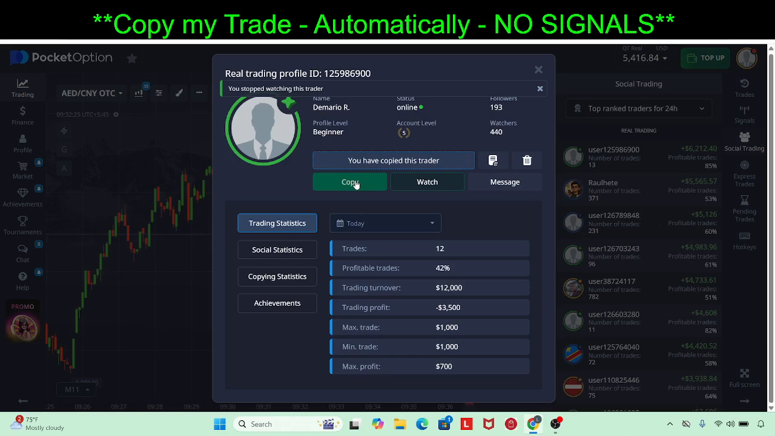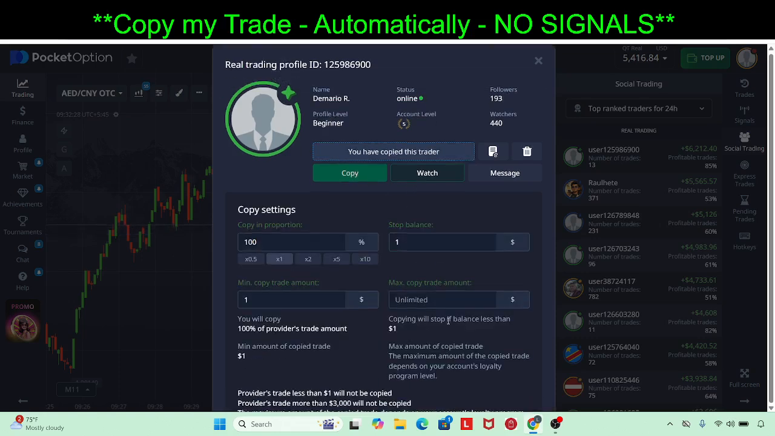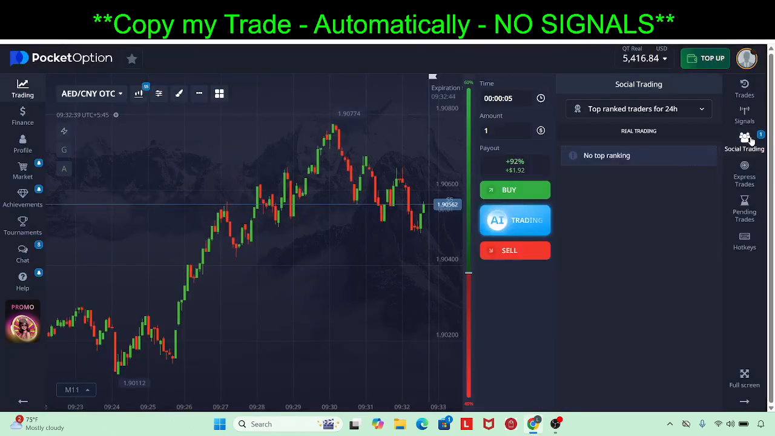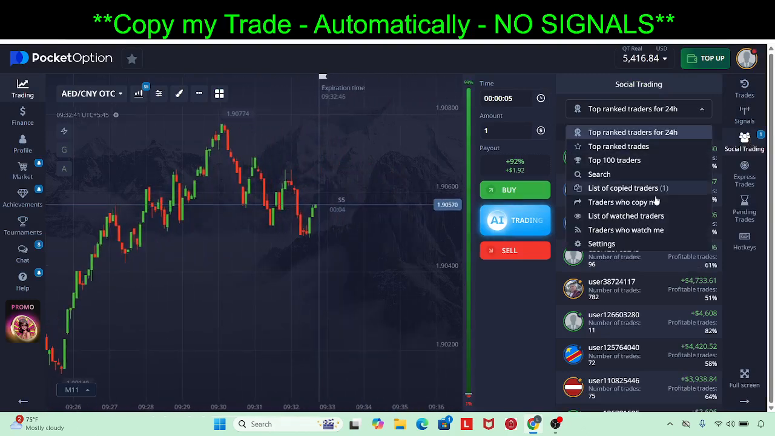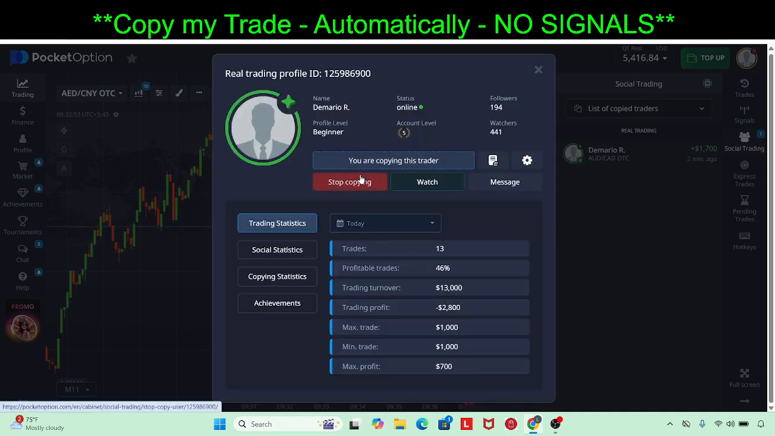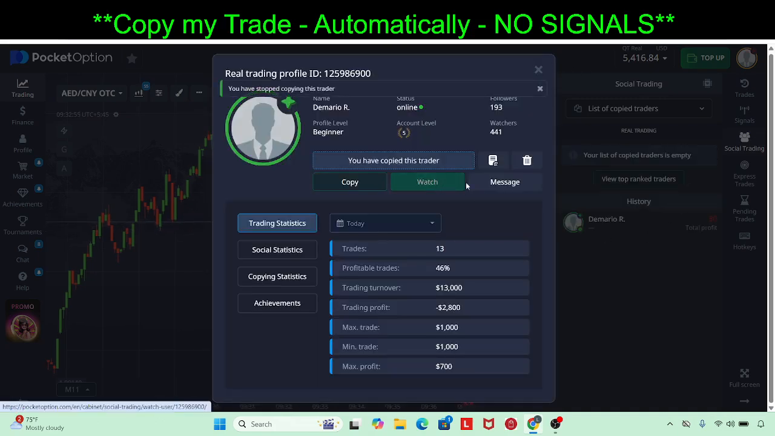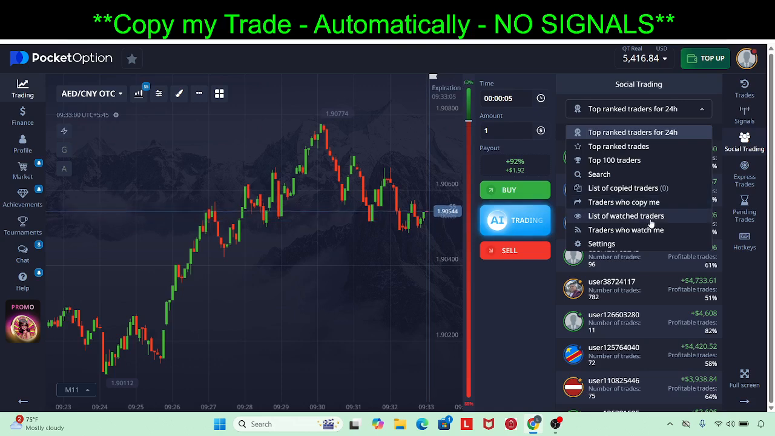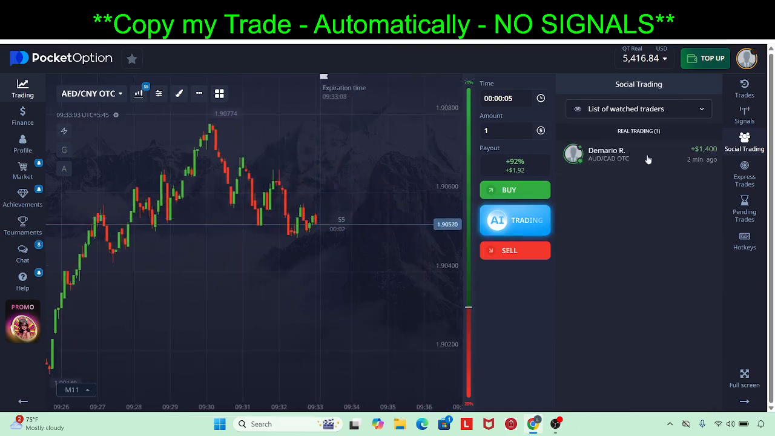Now, for example, let me show you how you can stop copying this trader. So let's say now you have started to copy this trader, right? Now what you can do is you can cross this, you can click on social trading again, you can click on here and list of copy trader. You can go here and you'll see this name because you are copying him. Just click on it and click on stop copying. Now if you keep it on watch, then again you go to social trading, click on here, list of watch trader. You will find this person here.